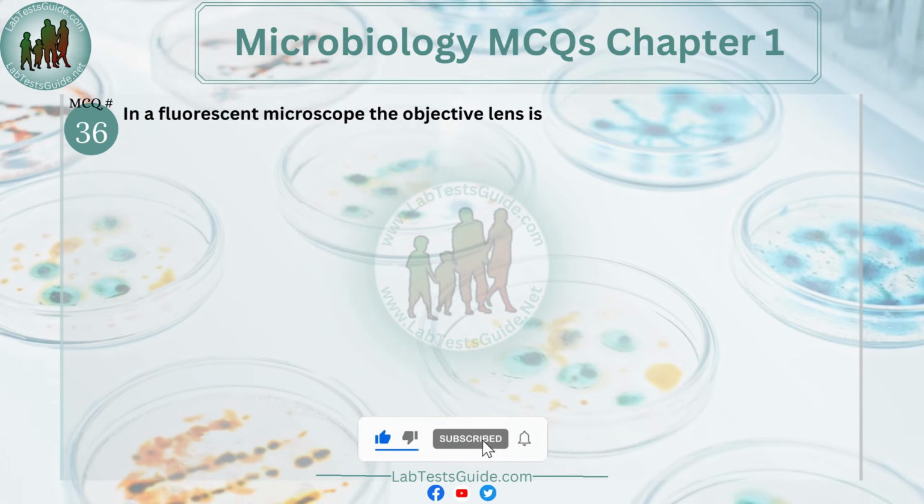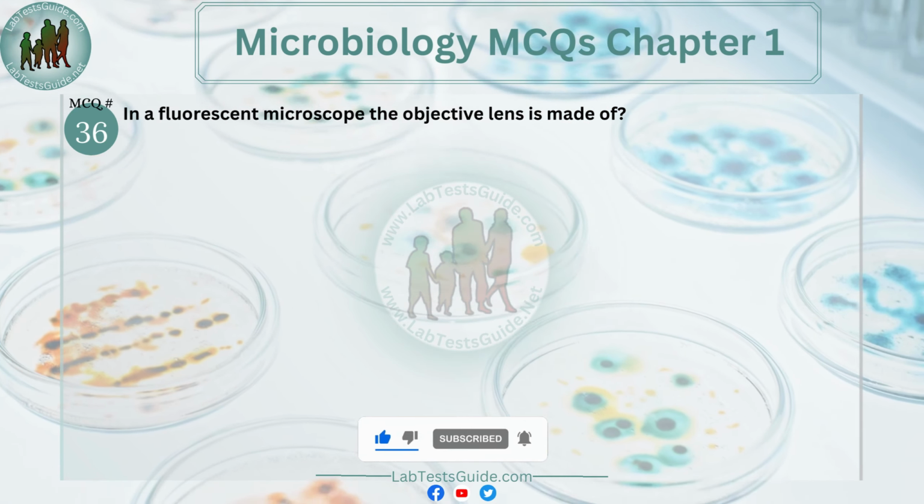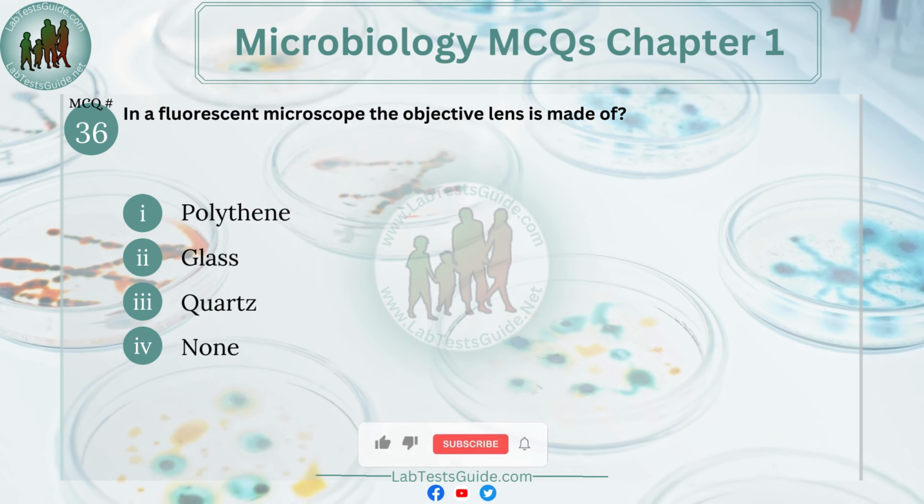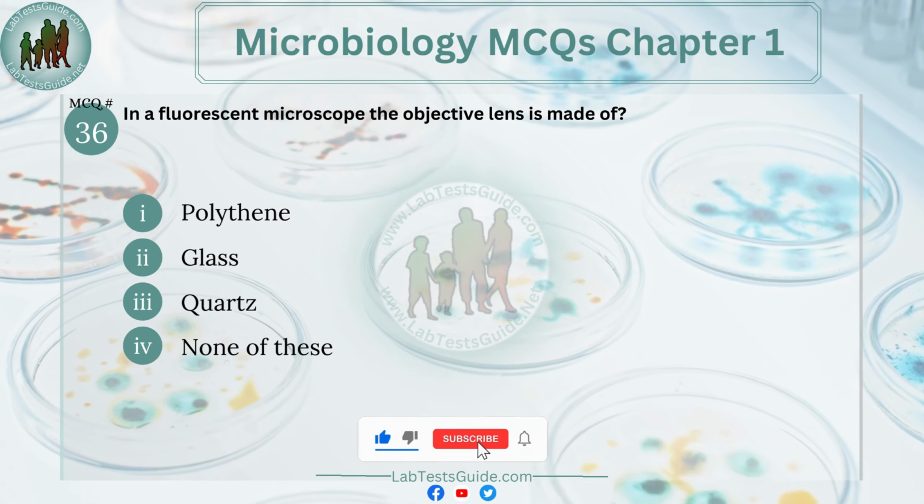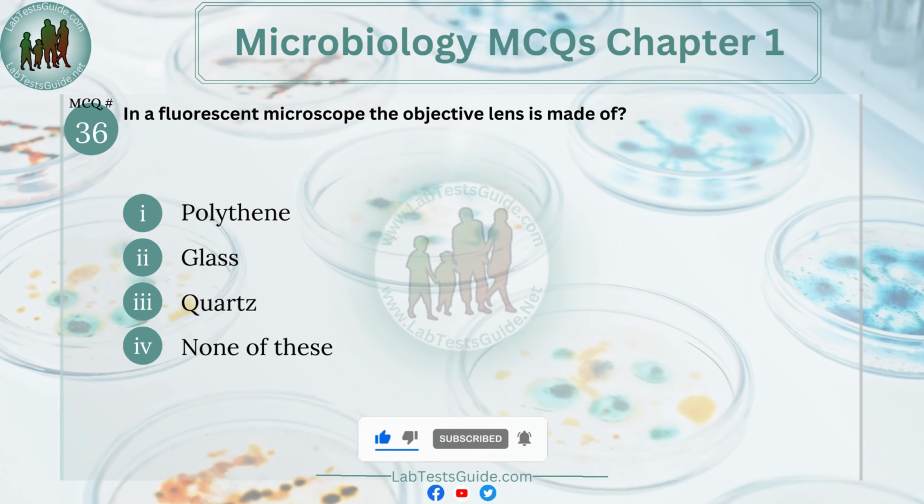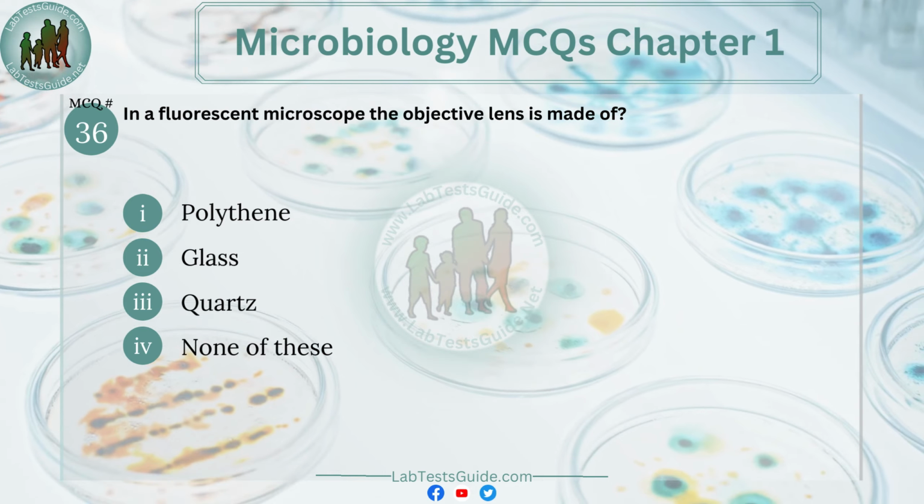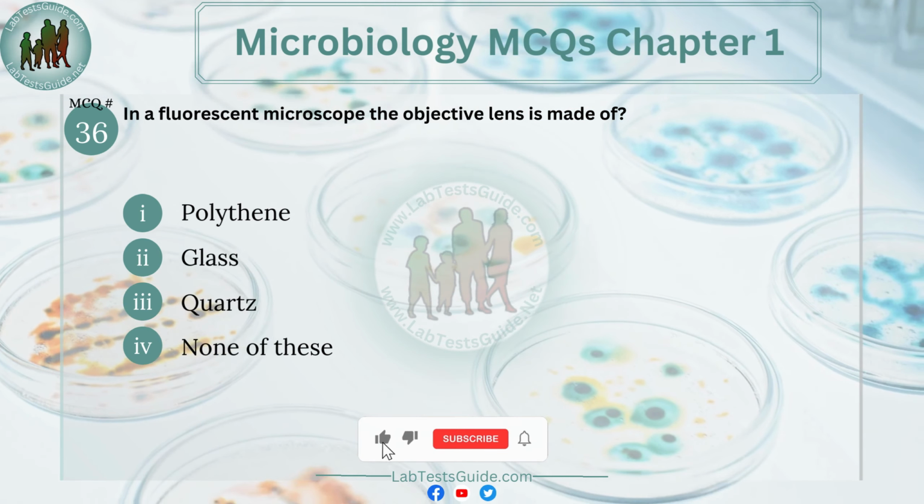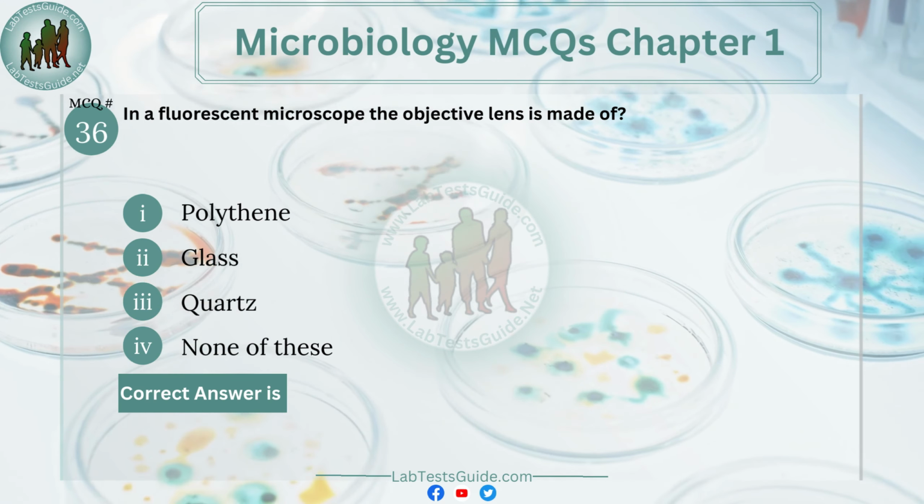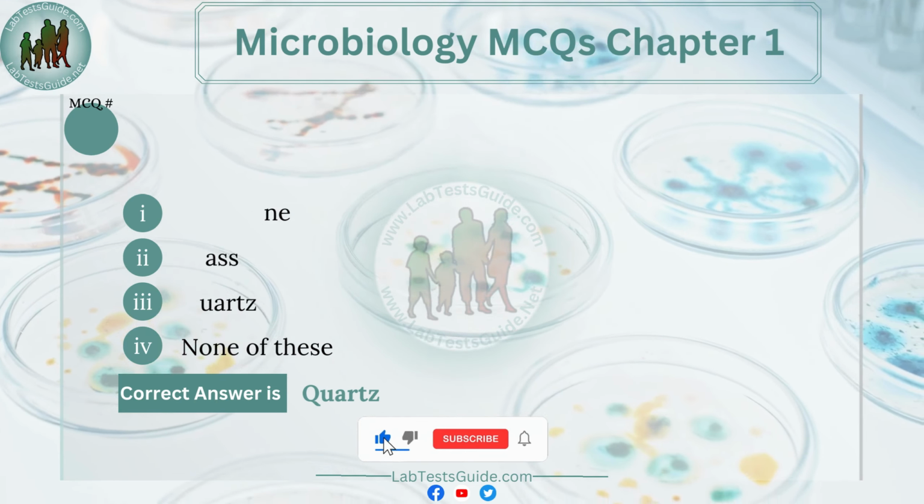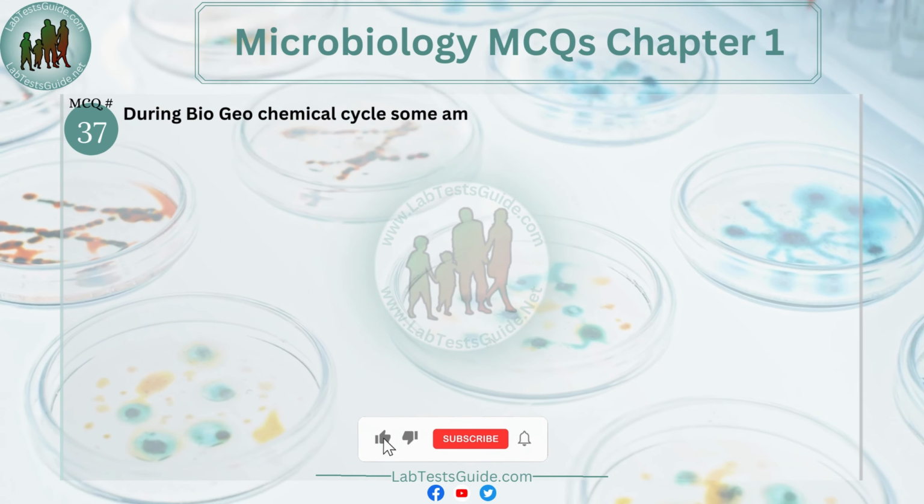In a fluorescent microscope, the objective lens is made of option number 1, polythene. Option number 2, glass. Option number 3, quartz. Option number 4, none of these. Correct answer is quartz. Question number 37.